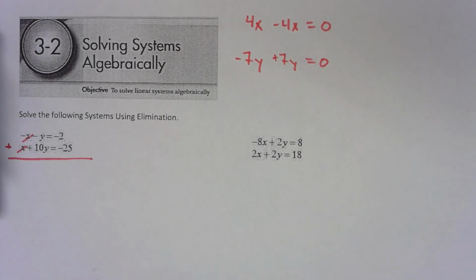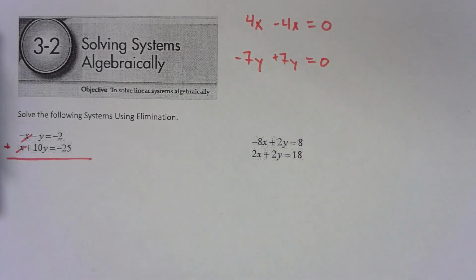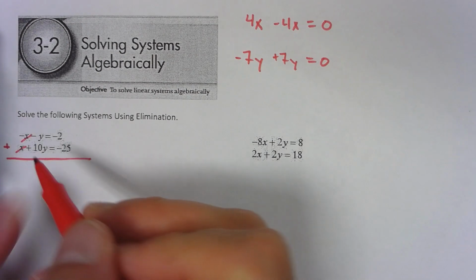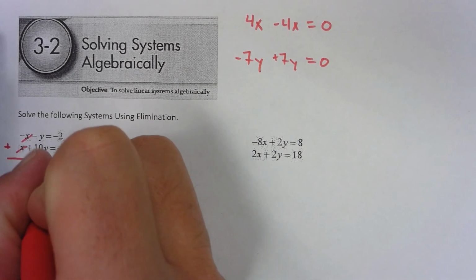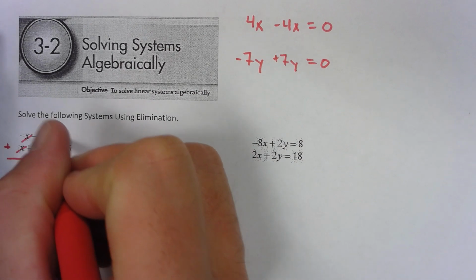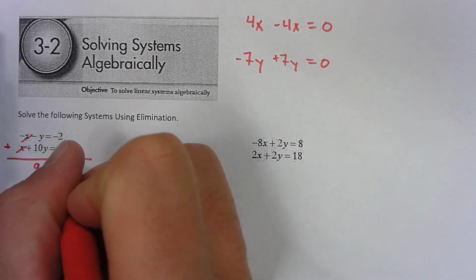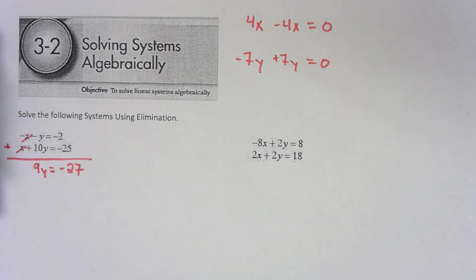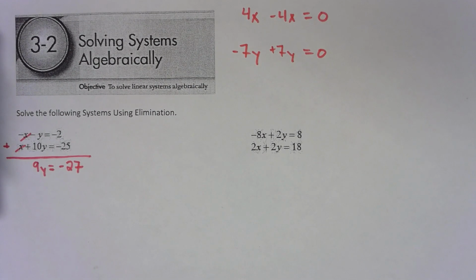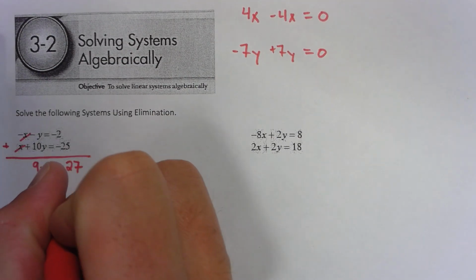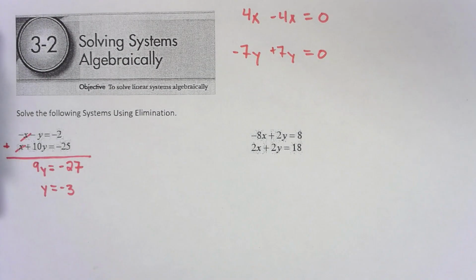And I'm not going to write the 0x. There's no point in doing that. It doesn't help us get anywhere. Then I'm going to do negative y plus 10y. That's 9y. And then negative 2 minus 25 is negative 27. And now I can get y by itself by dividing by 9, giving us y equals negative 3.